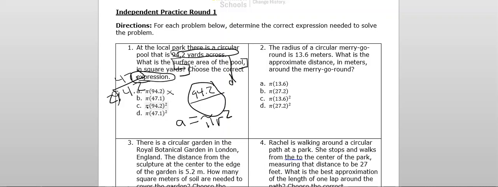C is telling me pi times 94.2 squared. Again, I know that's wrong because looking at my formula, this 94.2 is the diameter, and I need to find the radius. Here we go. Pi times 47.1 units squared. So I'm between B and D. The thing that puts me over the edge is the squared. When I look at my formula, area is equal to pi r squared. I have the pi, I have the radius, I have the squared. I do not have that in B. So my answer is going to be D.